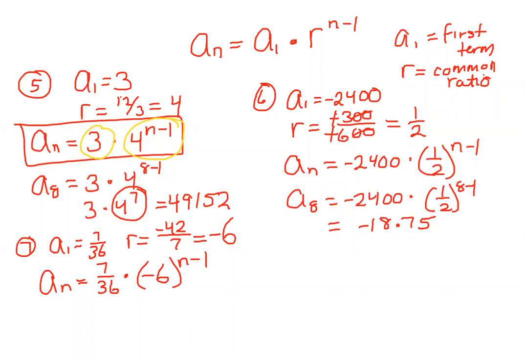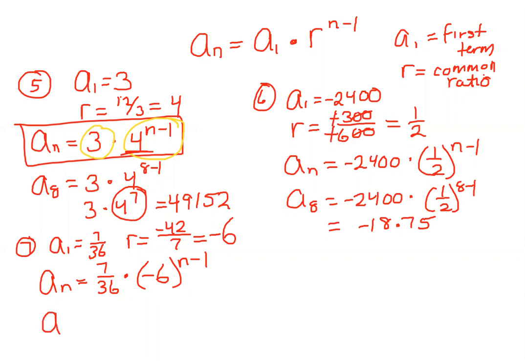Okay, notice how I put parentheses around the negative 6, and over here I put parentheses around the 1/2 because it has to be the whole thing to the exponent. Up here with 4, I didn't put parentheses because it doesn't make any difference. But when you're putting this into your calculator, make sure you put parentheses.